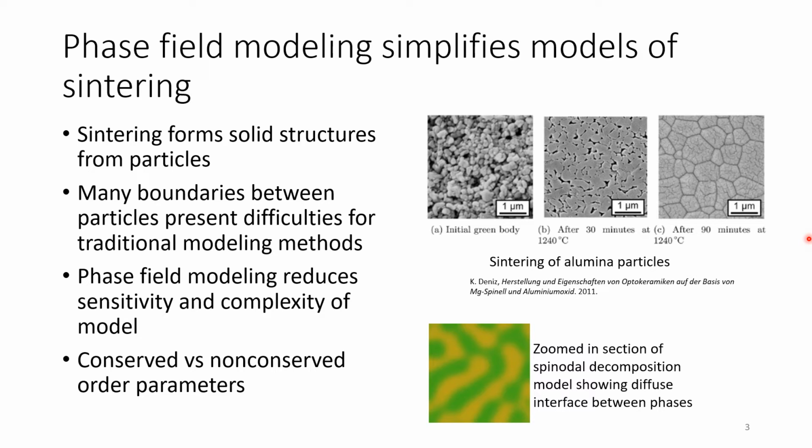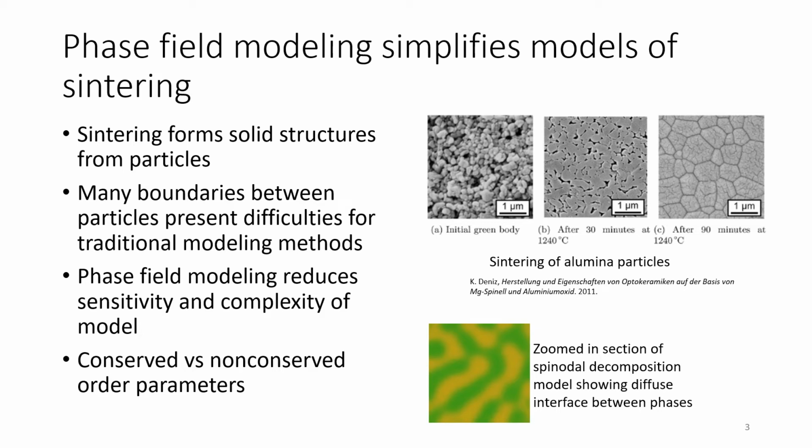Phase field modeling reduces the sensitivity and complexity of the model by not calculating the exact position of boundaries, and instead locating them at the gradient in an order parameter. This leads to diffuse boundaries rather than discrete boundaries. As you can see here, the fuzzy interface between the green and the brown phase is an example of a diffuse interface. It doesn't go sharply from green phase to brown phase, and instead there is some mixing in between the two at the boundary.